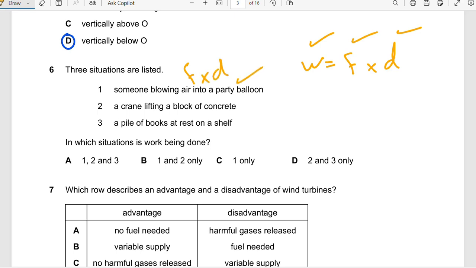In situation 2, a crane is lifting a block of concrete. So we are applying a force to move it a height or a distance. So we have a force and we have a distance, so we have work. Situation 3, a pile of books at rest on a shelf. So there's no distance, which means no work. So actually we have work in situations 1 and 2. This is option B. I hope it's clear.